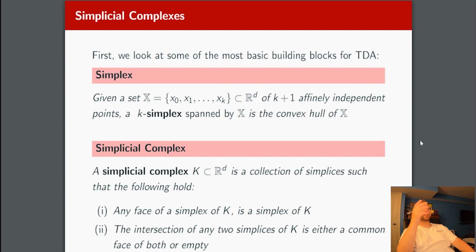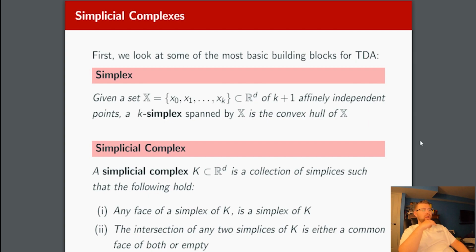A K-simplex spanned by this set is the convex hull of this set. And just a reminder, the convex hull is the smallest convex set that contains all the points. So a K-simplex is just the convex hull of some number of points in X. It's the smallest convex set that contains these points, right?